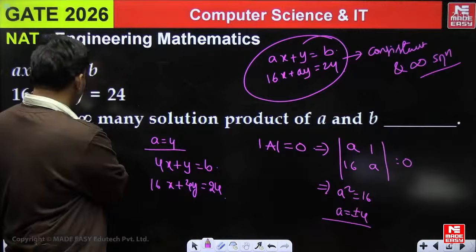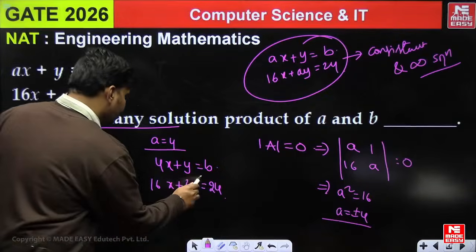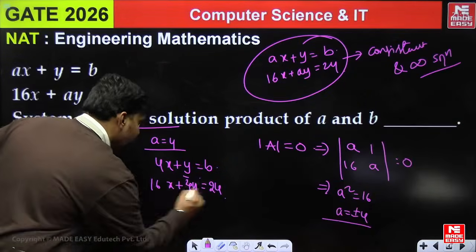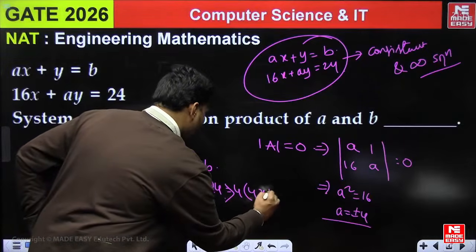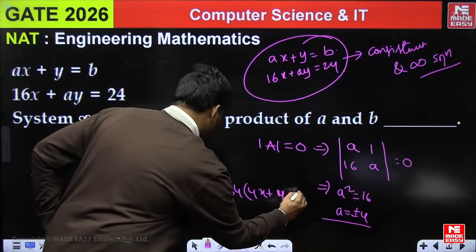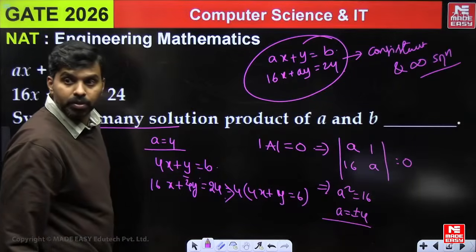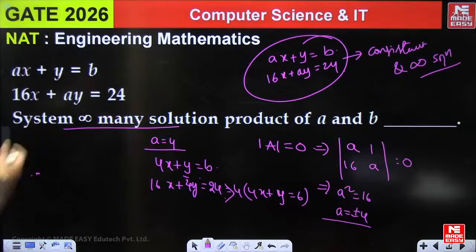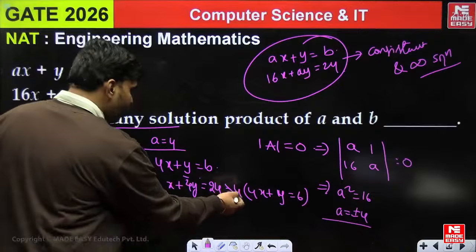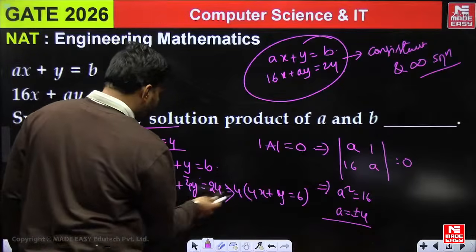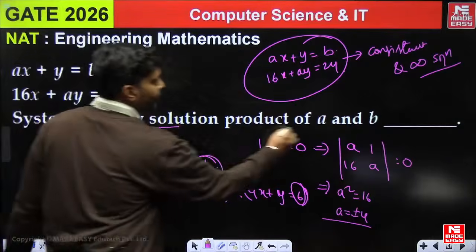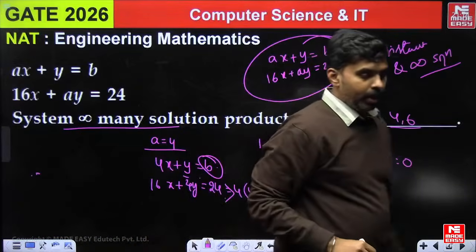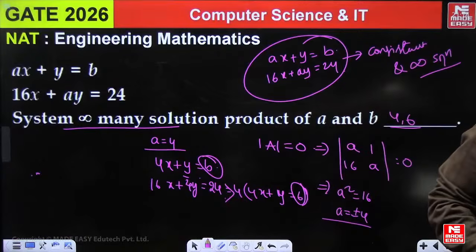You know that it is having infinitely many solutions, so this can be written, if you take 4 common, as 4x plus y is equal to 6 here, right? Then you can see what the answer for b is. 4x plus y is equal to 6, so if you compare with this, b is equal to 6. Therefore a is equal to 4 and b is equal to 6.